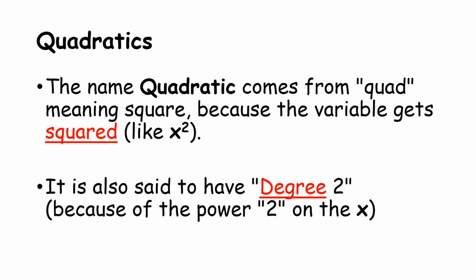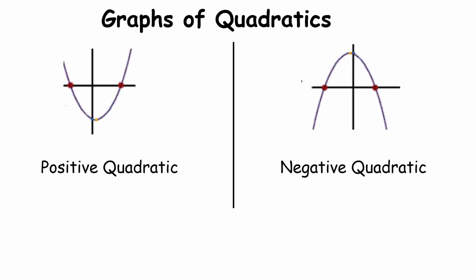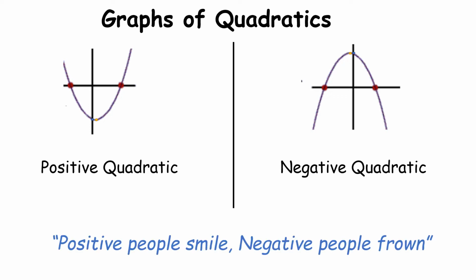Just to remind you, the word quadratic comes from the word quad, meaning square, because the variable gets squared, so x squared. But we could also say that it is degree 2, because the biggest power is 2. So we have two different graphs for quadratics. We have a positive graph and a negative graph. And I gave you this last week, the idea that positive people smile, negative people frown. So I'm going to link into the graphs a little bit here.